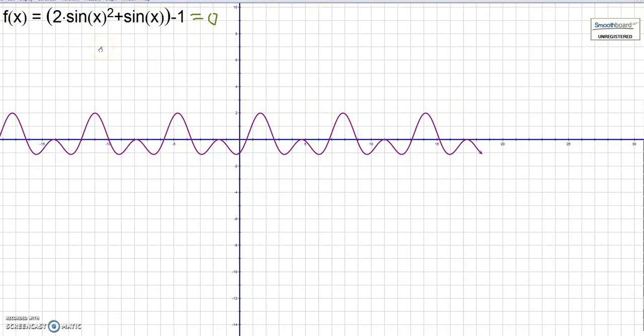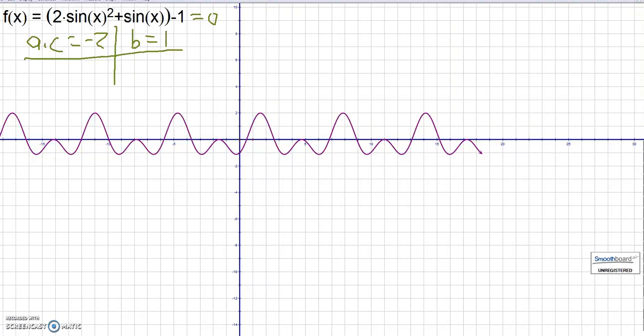I want to think about a times c, and that would be negative 2. And I want to think through my b value, which is a positive 1, right? The coefficient in front of this middle term. Sine of x is our variable here. So my coefficient of sine of x here is positive 1. So what are two numbers that would multiply to negative 2 but add up to positive 1? That would have to be a positive 2 and a negative 1. That's the only way that can happen.